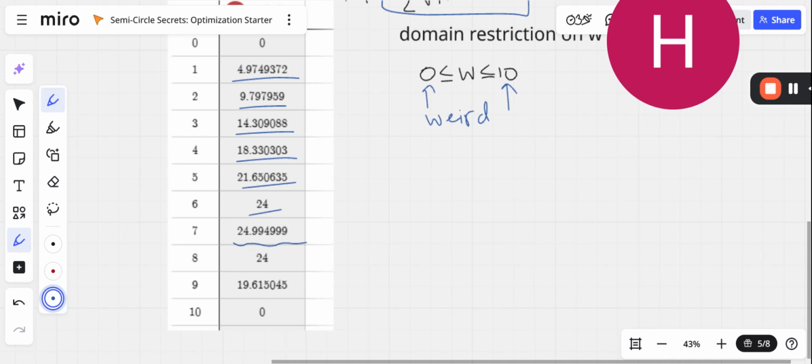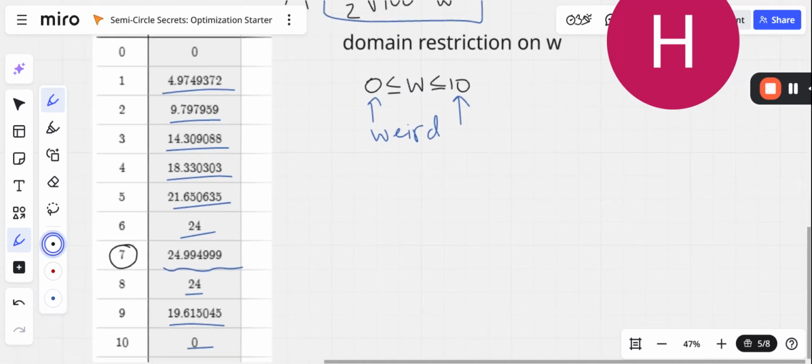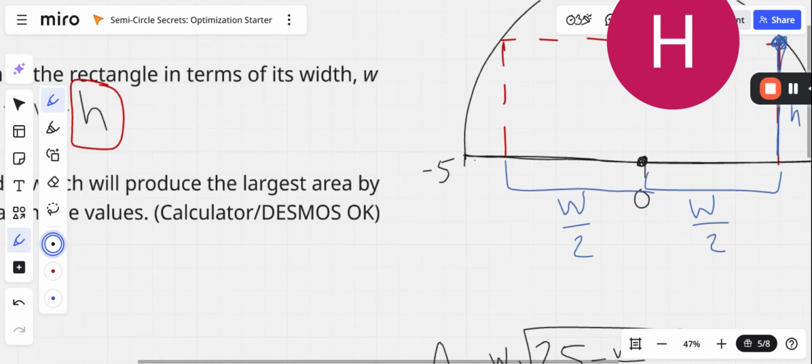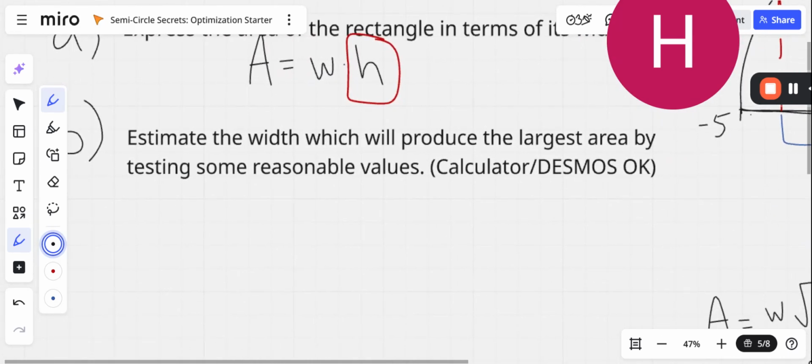And then after we pass a width of 7, it appears that our area starts to decrease back towards 0. In fact, it decreases very quickly back to 0. So these would give us a reasonable guess for the width that would produce the largest area. We can say the width is approximately 7. We'll maximize the area.